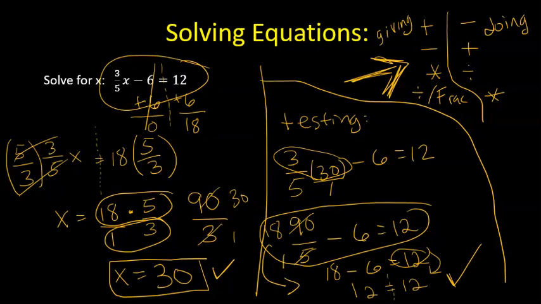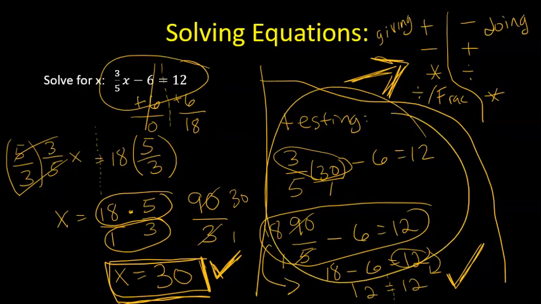So it's 12 equals 12. So it's totally balanced. But the answer is actually this. When it says solve for x, it's 30. That's the answer. This is just us testing to make sure. We don't need 12 equals 12. That's just for our own reference.